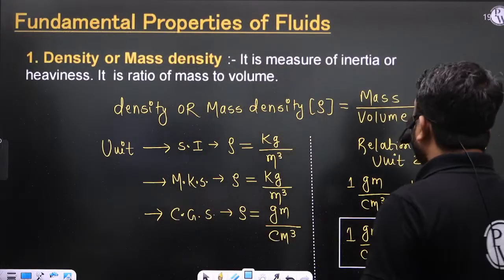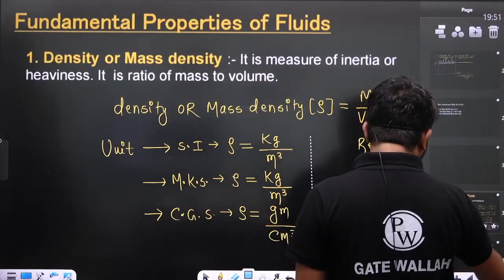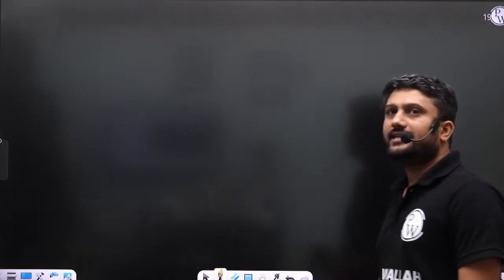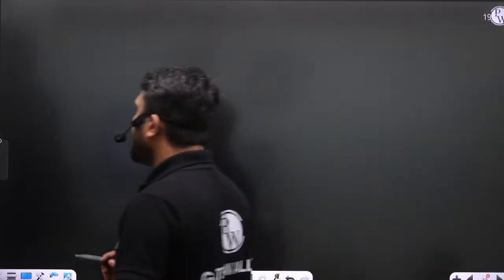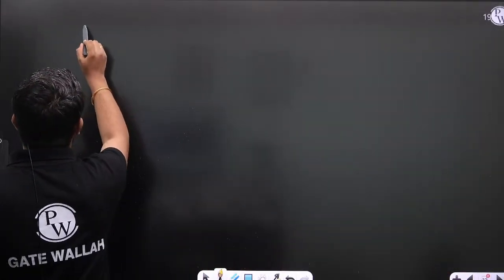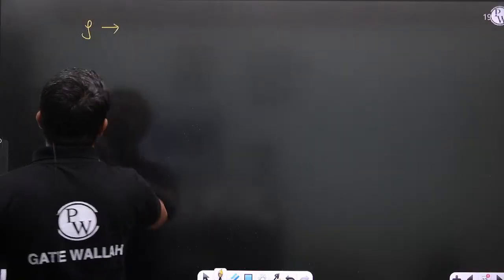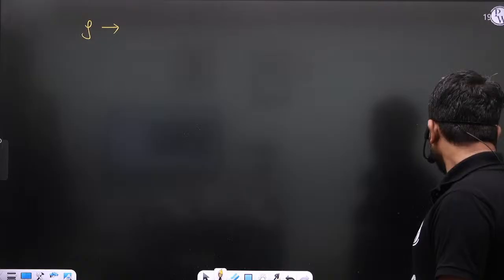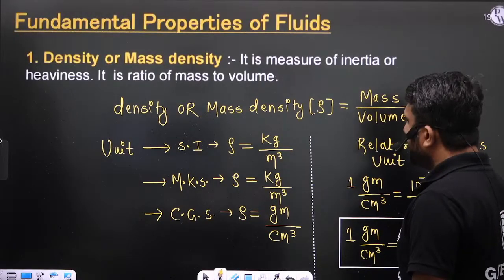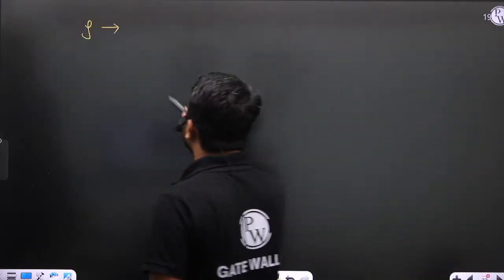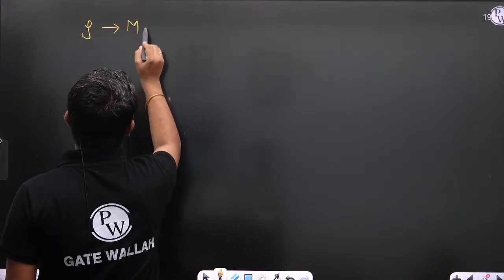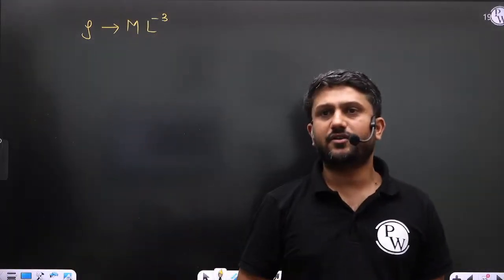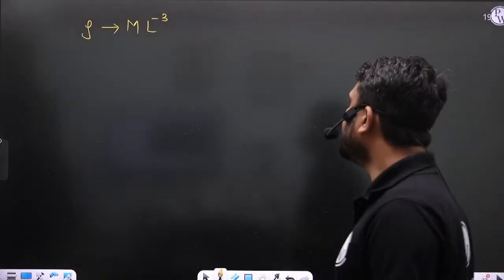Okay, now can we write the density in terms of the fundamental dimensions or primary dimensions? Yes, definitely we can. Fundamental dimension means in the form of MLT. Density is nothing but mass per unit volume, so ML minus 3. This is the density in terms of fundamental dimensions, ML minus 3.